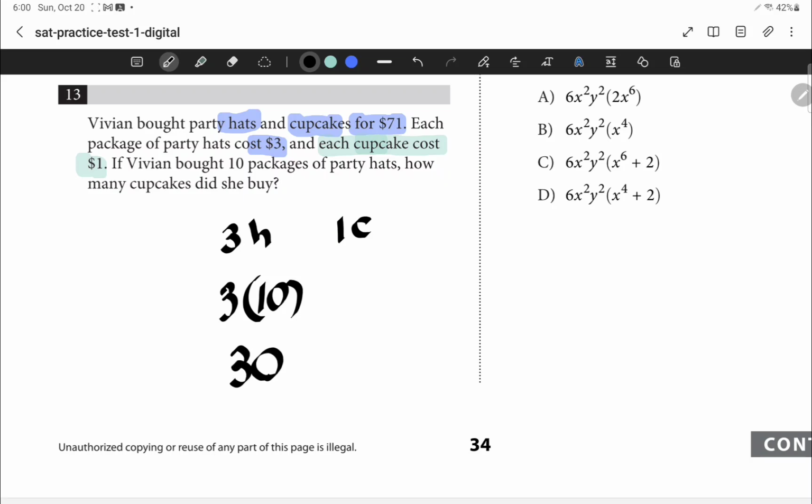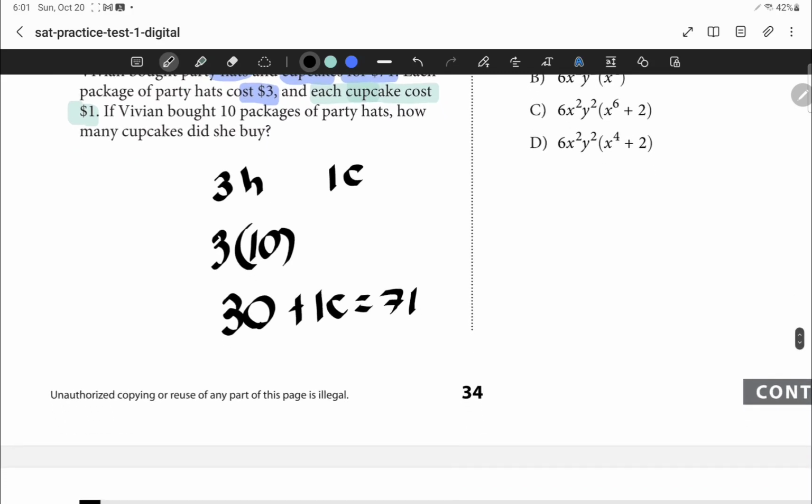30. Okay. Now we need to figure out how many cupcakes she bought if she is spending $71. So now we need to figure out how many cupcakes we need to buy in order to get to that $71. So we already spent $30, right? But now we have to solve for C right here.